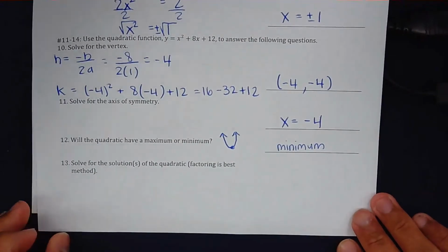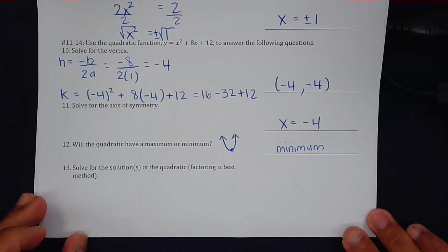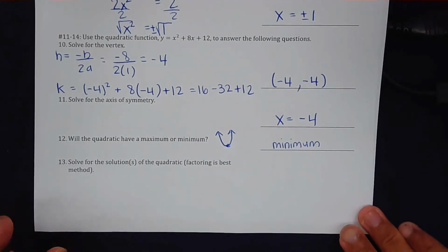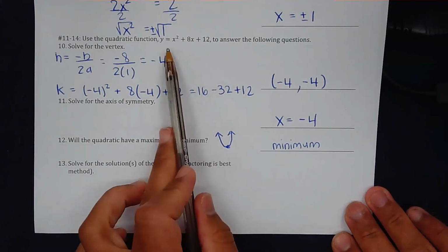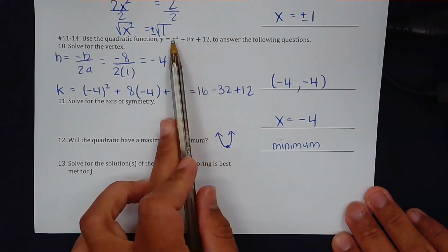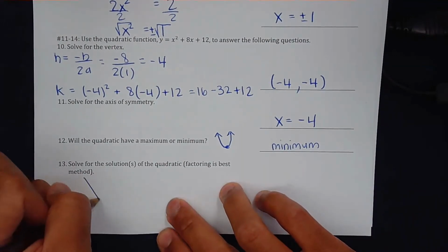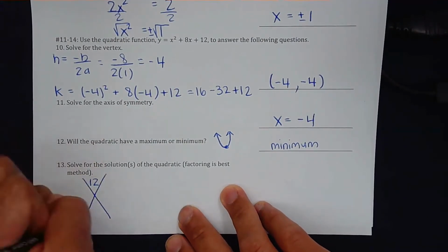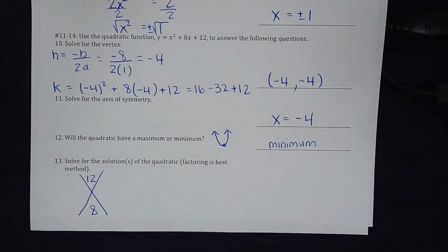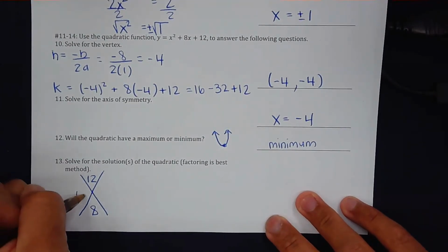All right, 13, solve for the solutions of the quadratic. Factoring is the best method. On the test, it's not going to tell you which is the best method to use, so this is just practice. But anyways, I know that I can factor because I can use the x method for this. So let's go ahead and use that x method. 12 goes up here and 8 goes down here. So two numbers that multiply to 12 and add up to 8. That's going to be 6 and 2.